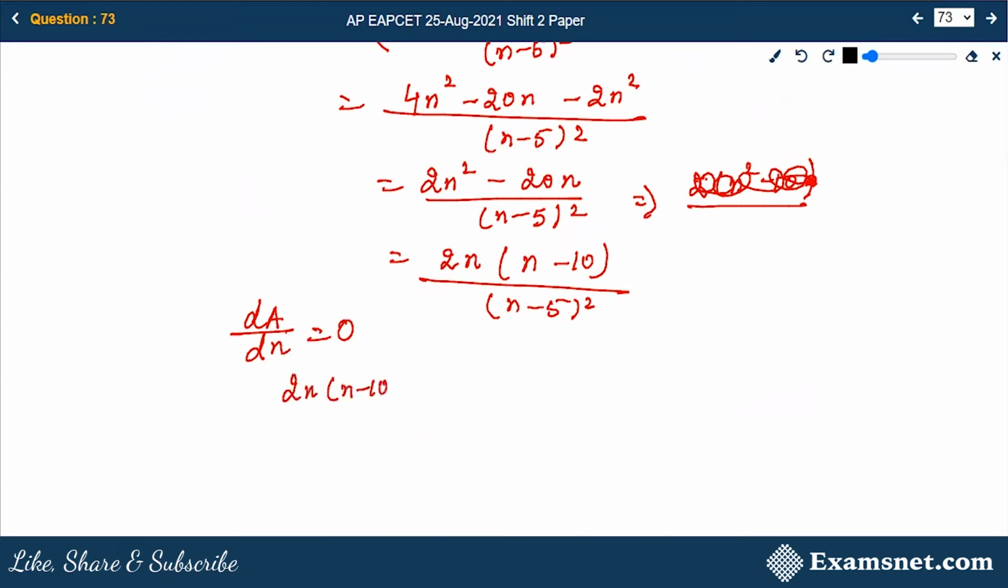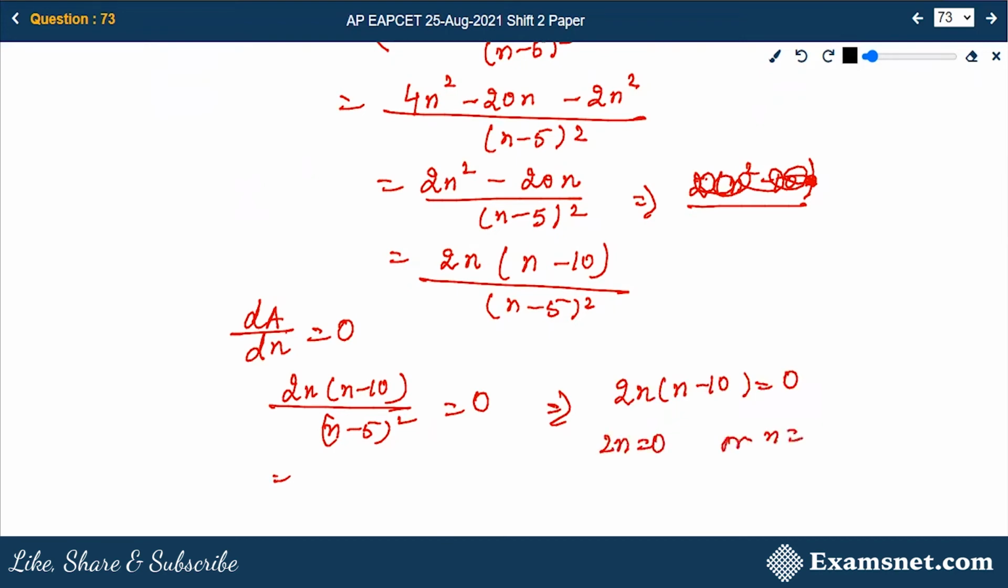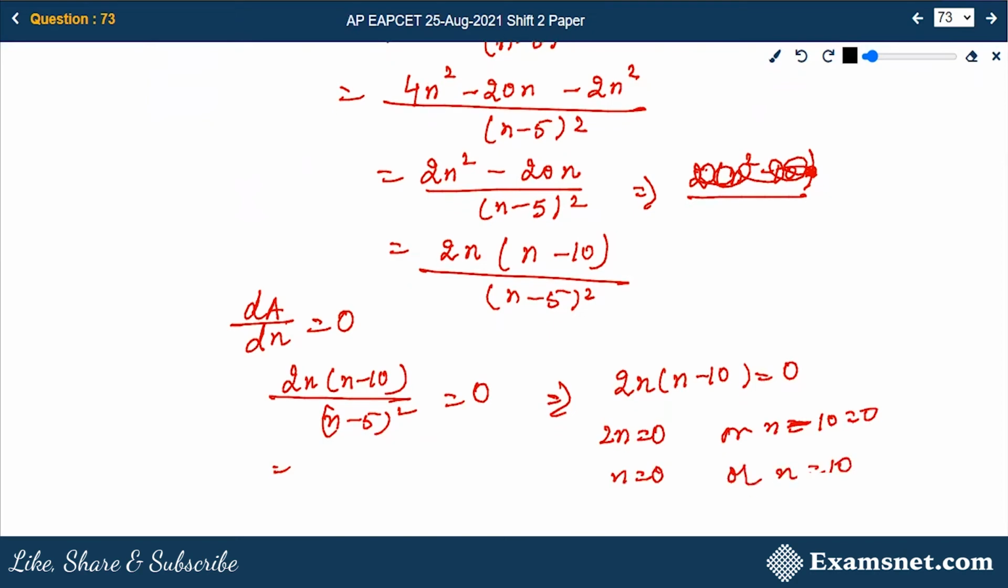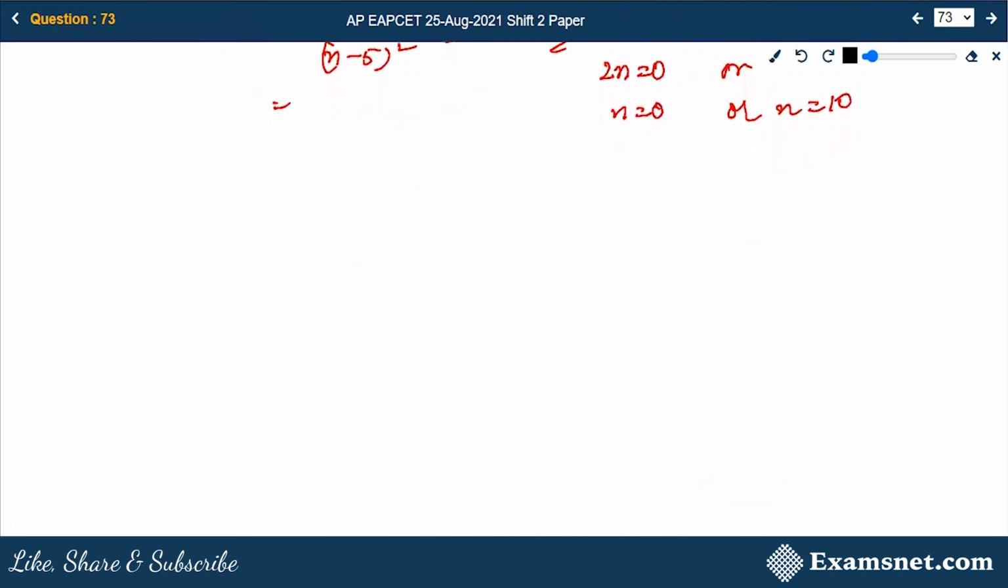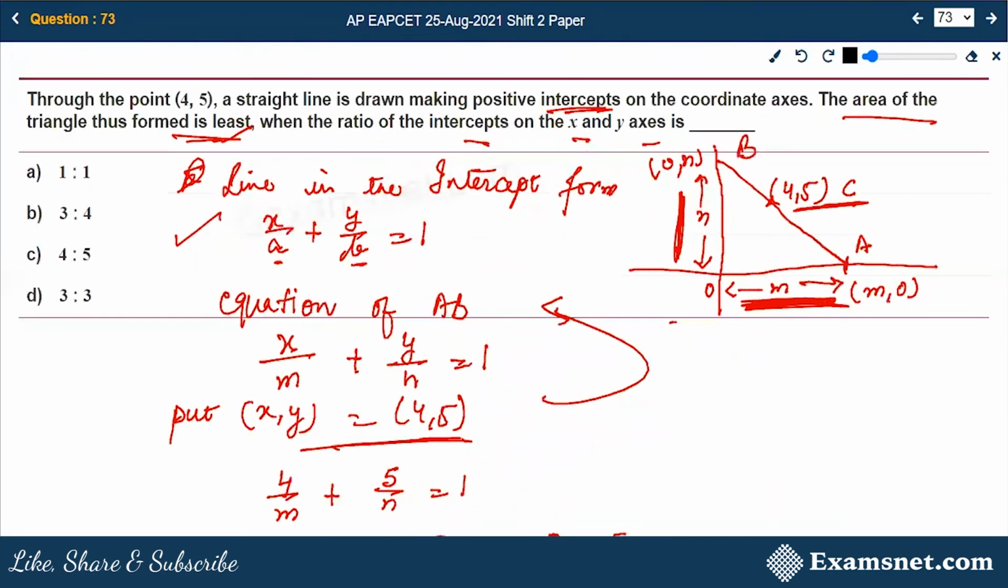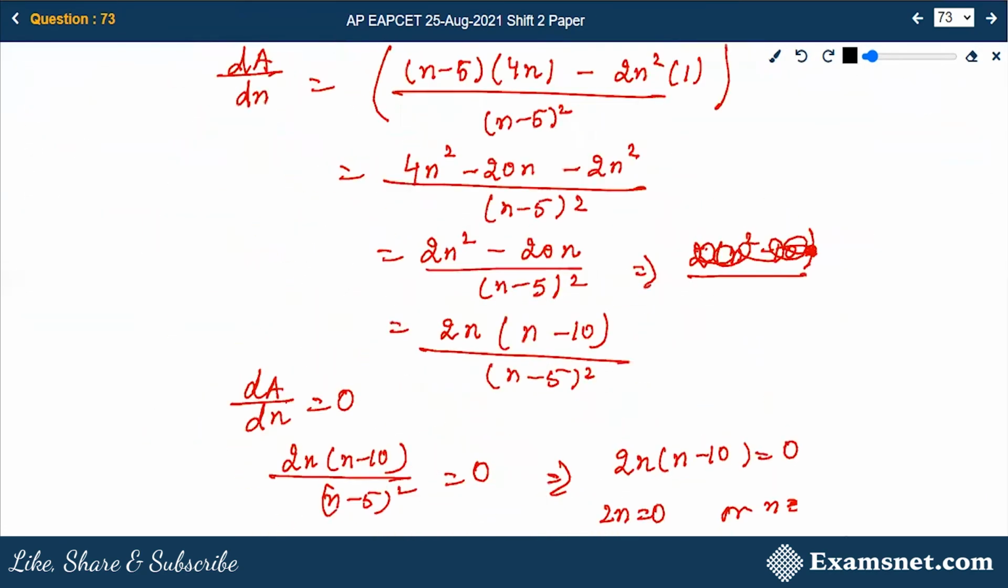2n into this is equal to 0, or this will give you 2n into n minus 10 is equal to 0, right? That means either 2n is equal to 0 or n minus 10 is equal to 0. That means either n is equal to 0 or n is equal to 10. Now n can't be 0, right? Therefore, if n will be 0, what will happen? The y-intercept will be gone, so n cannot be equal to 0.